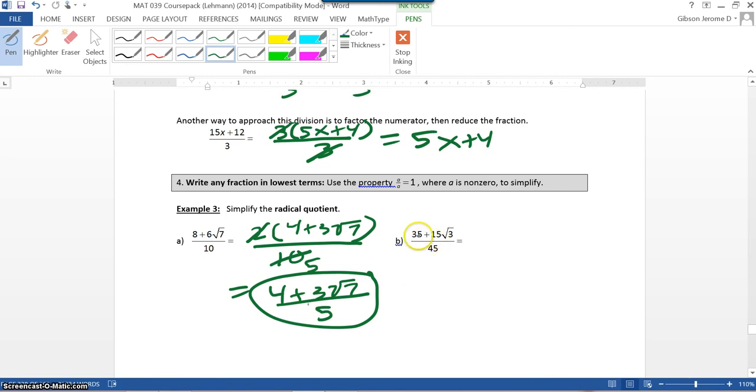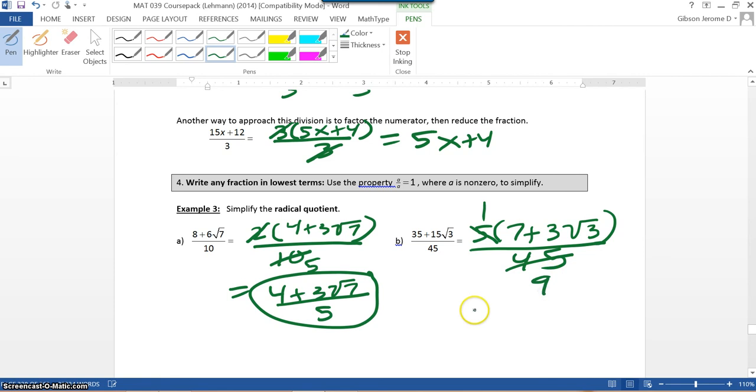Now we go here to B. We could factor out 35 and 15 both have 5 in common. So we could factor out a 5. We have 7 plus 3 root 3 all over 45. And 45 and 5 both have 5 in common. 5 goes into 5 once, 5 goes into 45 9 times. So we will have 7 plus 3 square root 3 all over 9.